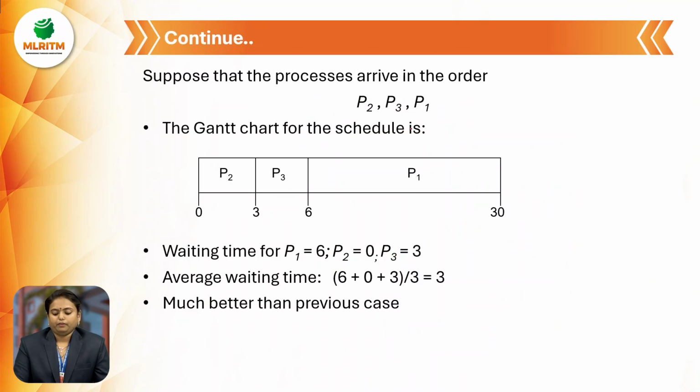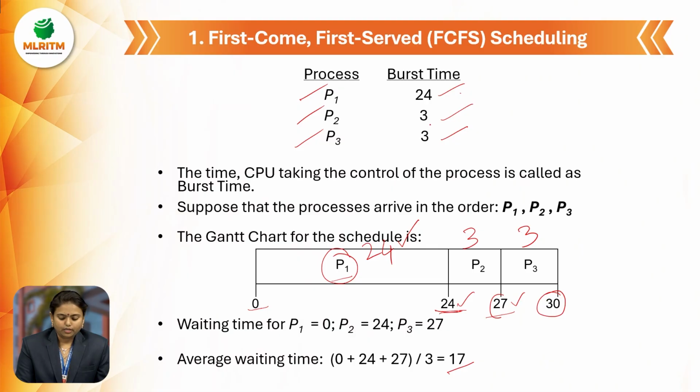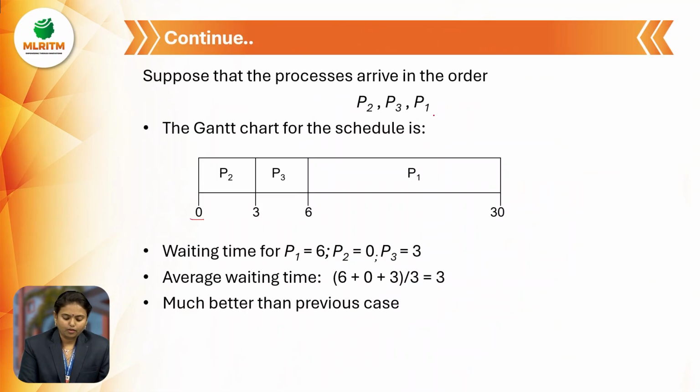For example, if you take another order, like P2, P3, P1. In this, when P2 enters the CPU, the waiting time is 0. Then the P2 burst time is 3. Then what is the P3 waiting time? 3. Next, the P3 burst time is 3.